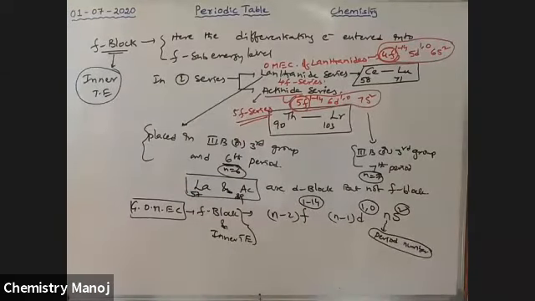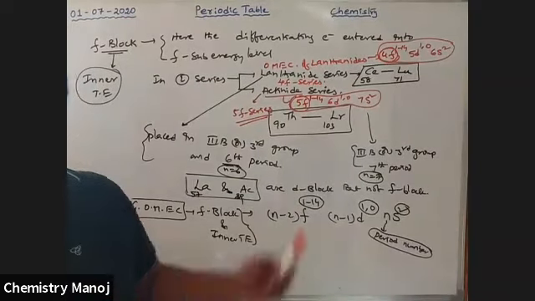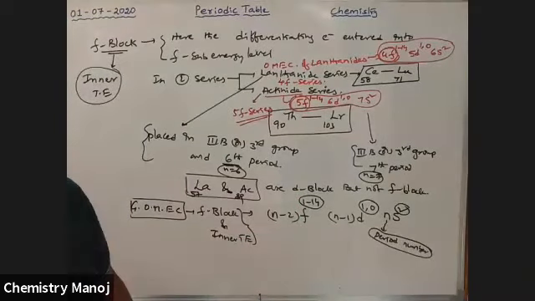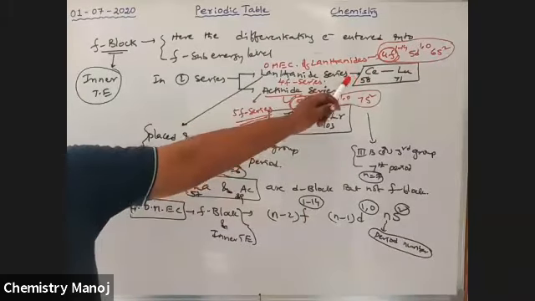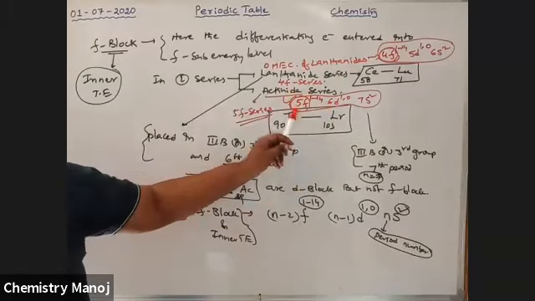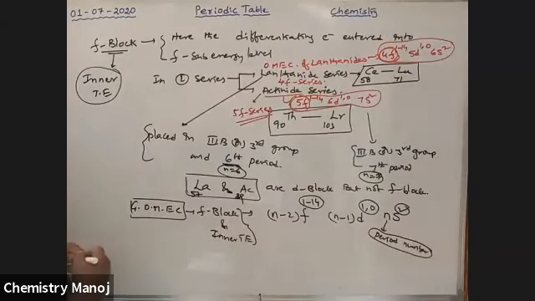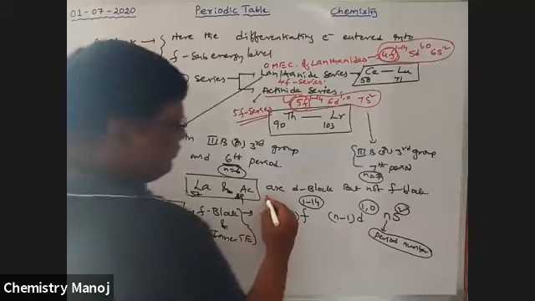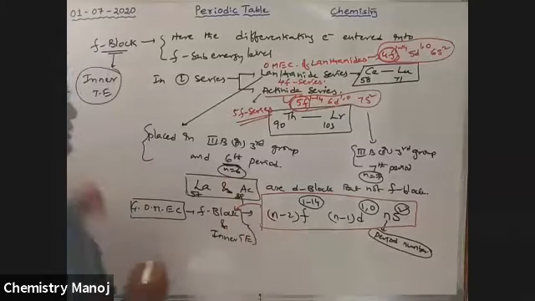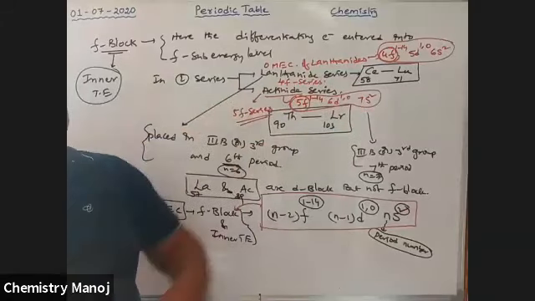That means f block elements are broadly divided into two series: 4f series and 5f series. The 4f series is nothing but the lanthanide series; the 5f series is nothing but the actinide series. Why are these taken as 4f, 5f? Because their differentiating electron entered into the 4f orbital here, and into the 5f orbital here. This is the general electronic configuration for total f block elements.